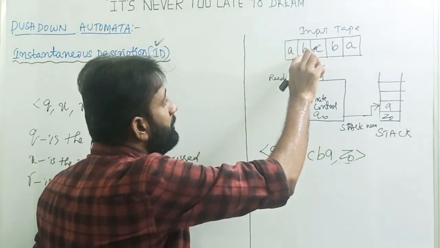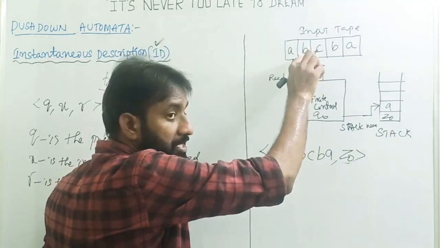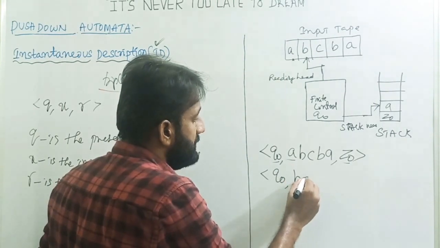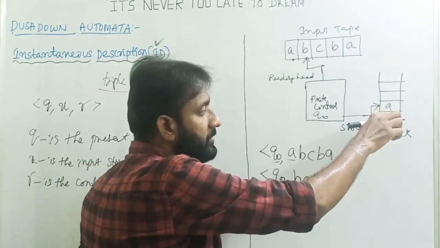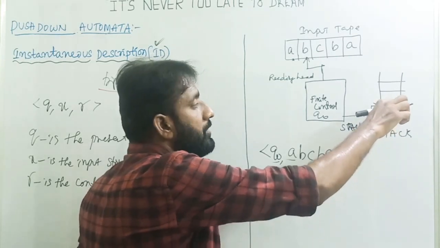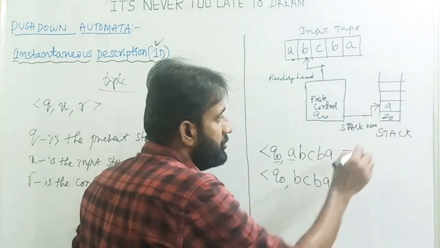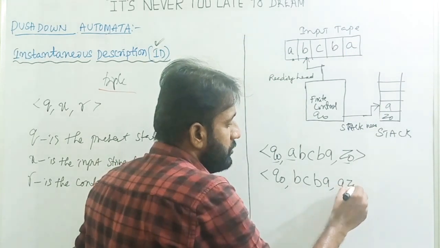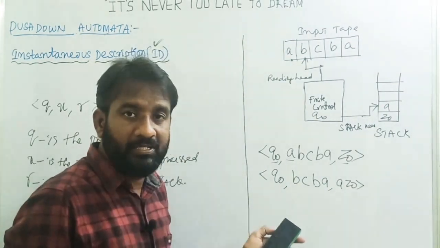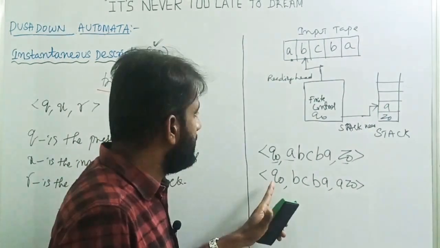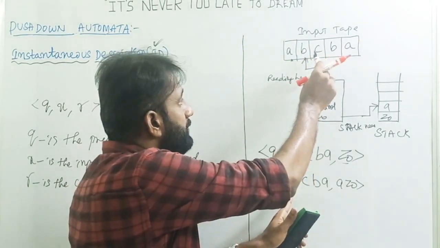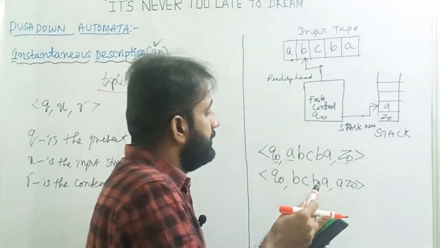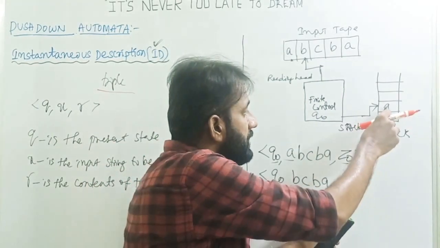What is the input string to be processed? You consider the present symbol also: B, C, B, A. Then the content of the stack, which you have to write from top to bottom. What is the top element? A, Z0. Now analyze the present configuration of the pushdown automata: it is Q0, the input string to be processed is B, C, B, A, and the content of the stack is A, Z0.